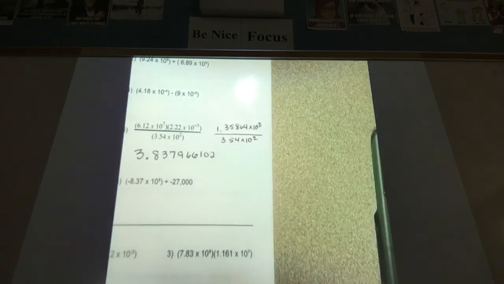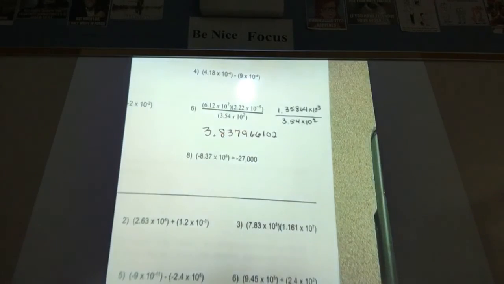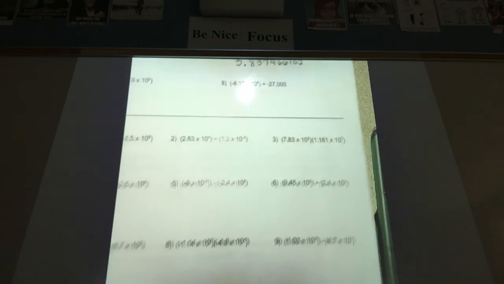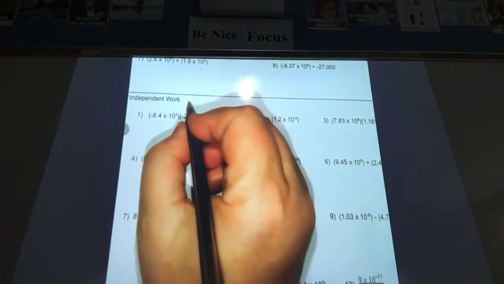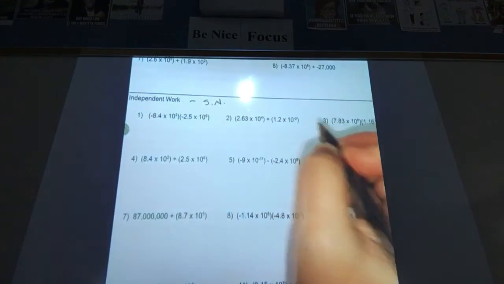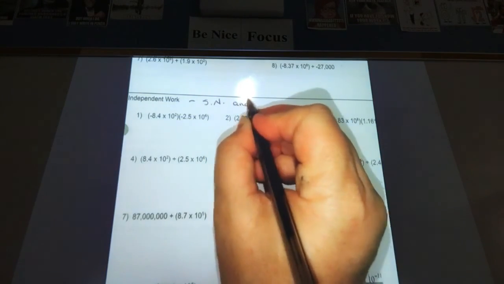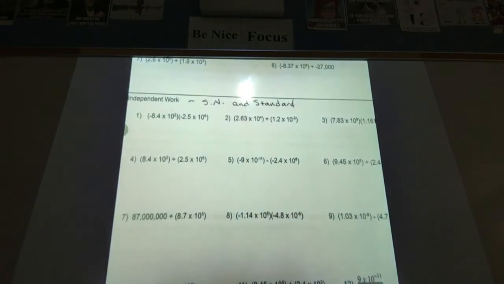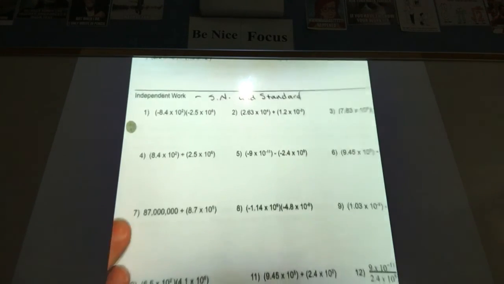All right, what you need to do is finish these examples, and then you have 12 problems down here. Please note that you are going to put them in both scientific notation form and standard form. Okay, so every problem is going to have 2 answers.